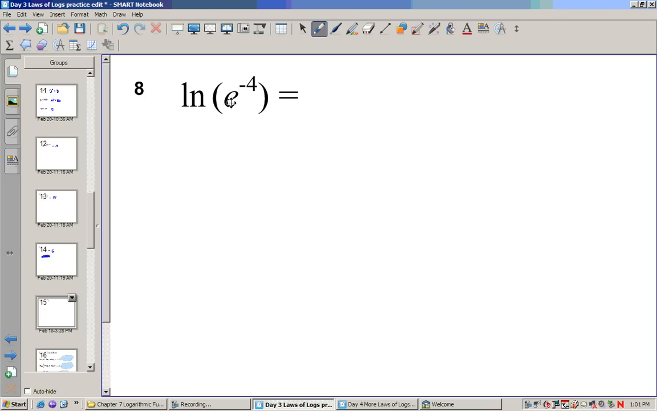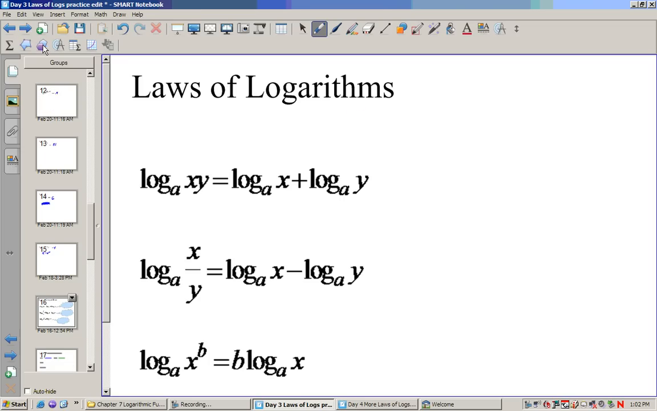Natural log of e to the negative fourth. So this is saying e to which power is equal to e to the negative fourth. So that's just going to be negative 4. Notice how e and natural log cancel each other out, just to have that exponent in there.